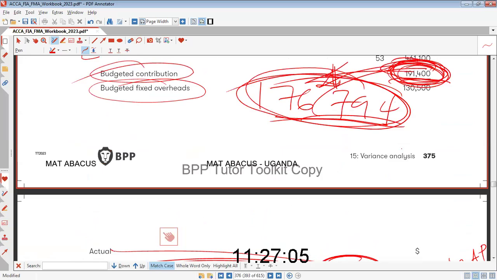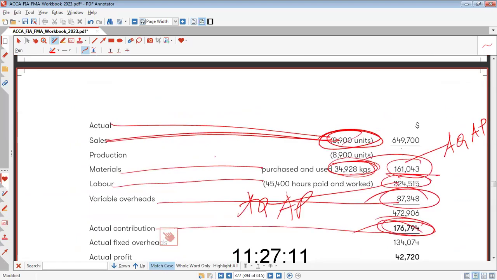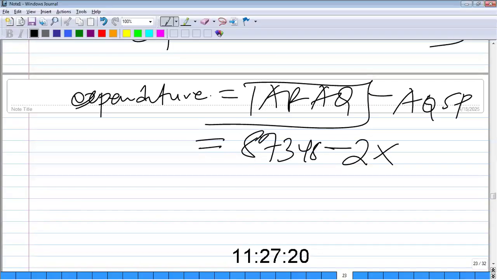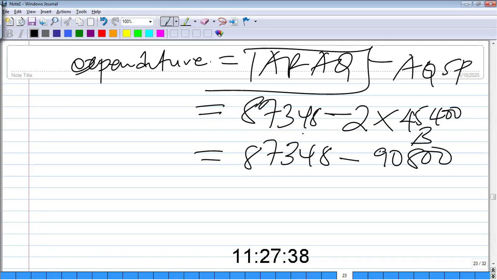Let me see, the company uses the following data. Yes, let's use actual hours worked because they're using hours. So we can use actual hours worked, 45,400. So what do we get? 87,348 minus 90,800. So this is budget, this is actual. Favorable, adverse? Adverse of how much?